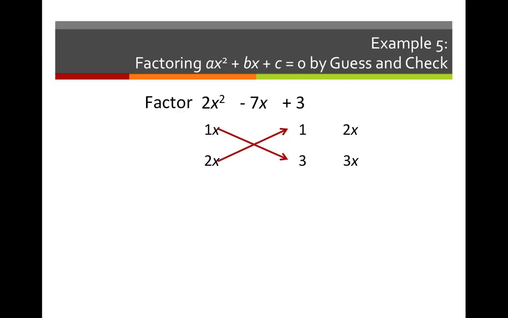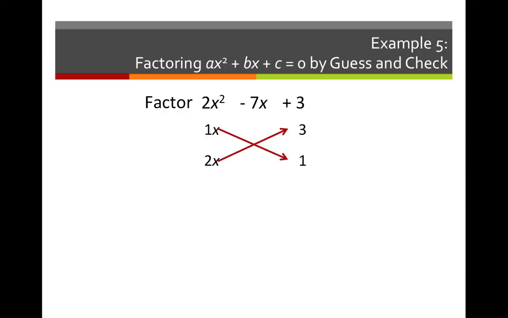As you can see in the first setup here, if I take the 1x times the 3 and get 3x, and if I take 2x times 1 and get 2x, when I add these together, I get 5x. That does not match my middle term. So, I need to try another combination. Maybe I just need to make those negatives. So I can try -1 and -3. When I cross, nope, those end up adding up to a -5x.